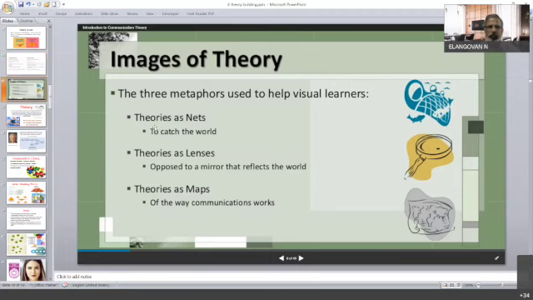For researchers, how can we explain a theory, how is the theory used, or how can we imagine what a theory is? There are three metaphors we can look at. Metaphors just say theory looks like this, theory looks like this. First, theory can be seen as a net, that is, it catches the world. The entire world can be explained on the basis of a theory.